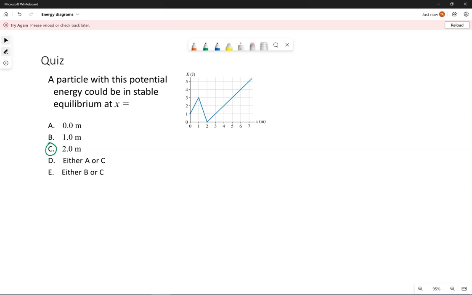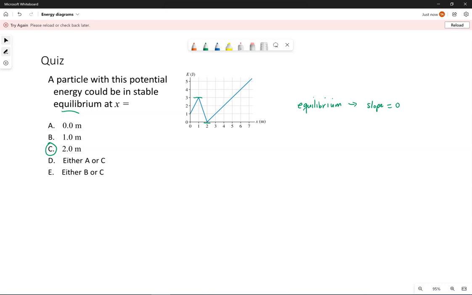Now again, when we talk about equilibrium in general, whether it's stable or unstable, we mean the slope is 0. The slope of the tangent line. So we have 2 locations, x equals 1 meter and x equals 2 meters. Those 2 locations are equilibrium points. Everywhere else, in what I can see of the graph, has a slope that's not 0.